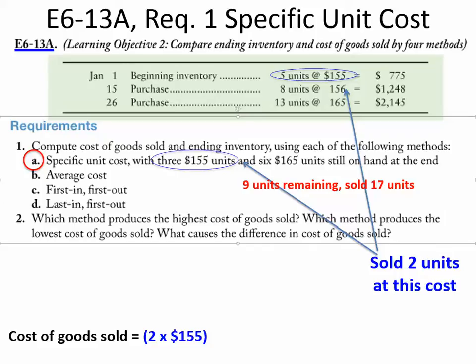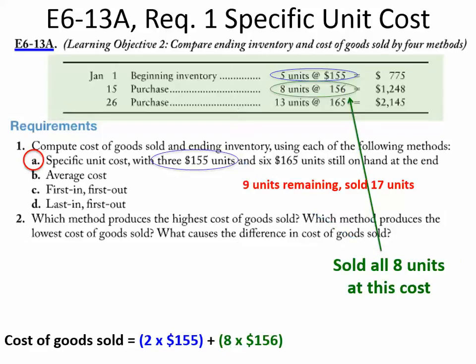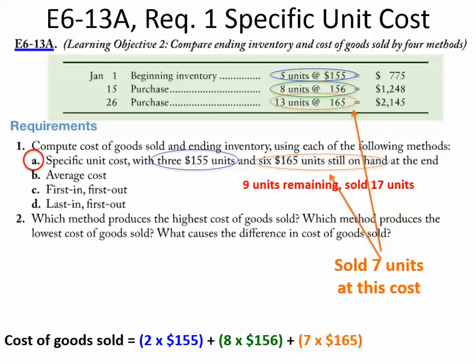So 2 times 155 is cost of goods sold, plus then, let's go to the next slide. We sold all 8 units at this cost because we don't have any of the $156 ones left. So our cost of goods sold, we have 8 times 156. Again, it's telling us we don't have any of those left. And then it tells us we have 6 of the 165 units still on hand. Well, we had 13 of the $165 units to start with. So if we had 13 of them and we still have 6 left, that means we had to have sold 7 units of the 165. So that's where I'm getting the 7 times 165 at the bottom.